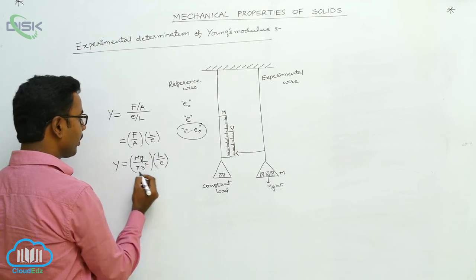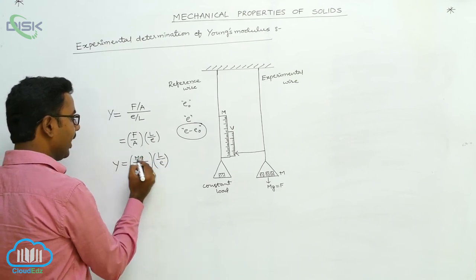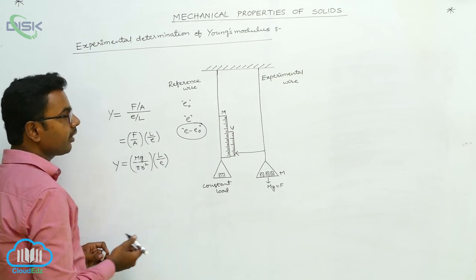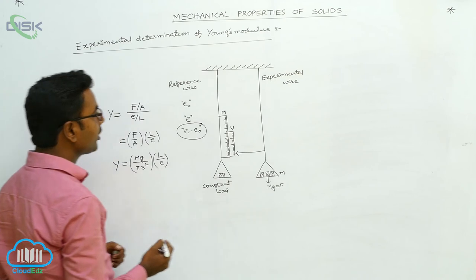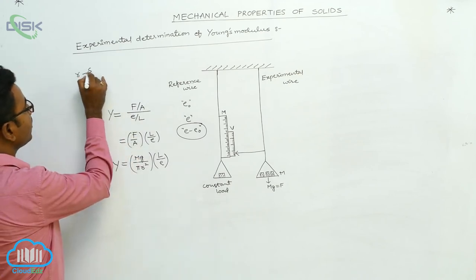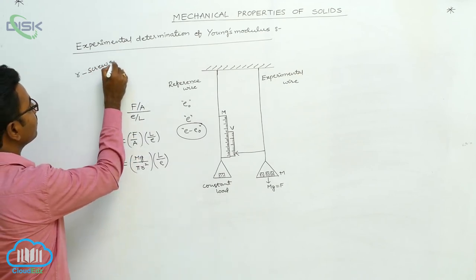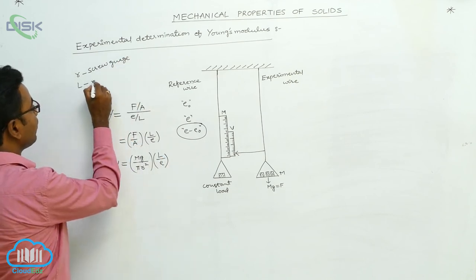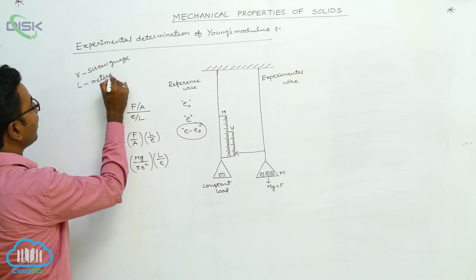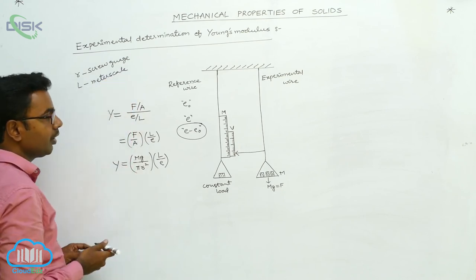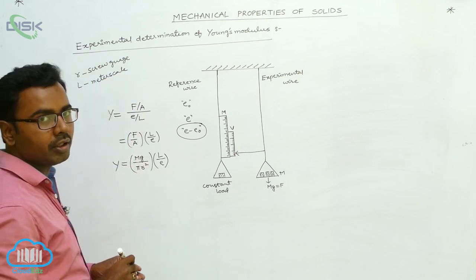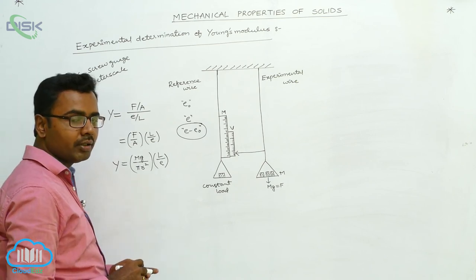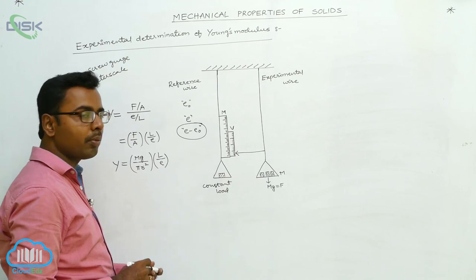Now g is the acceleration due to gravity. Pi is 22 by 7. Small r is the radius of the experimental wire, which can be found using the screw gauge. And L is the length of the wire, which can be found using the meter scale. By substituting all the values, we find the Young's modulus of the material of the given wire. We can repeat this same experiment for different loads in the experimental wire also.